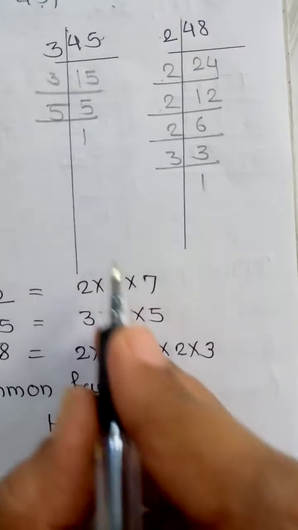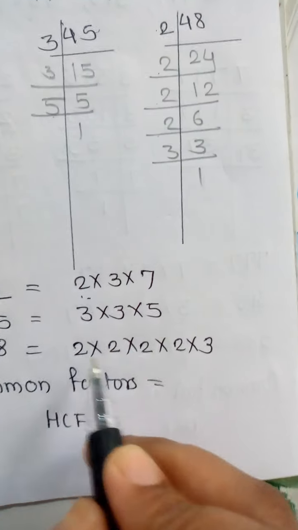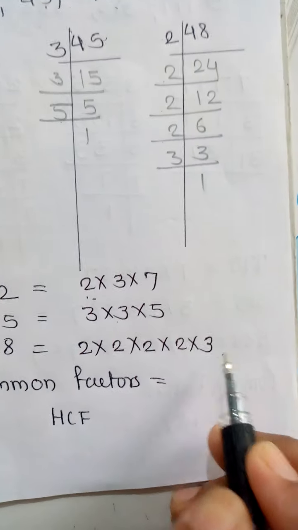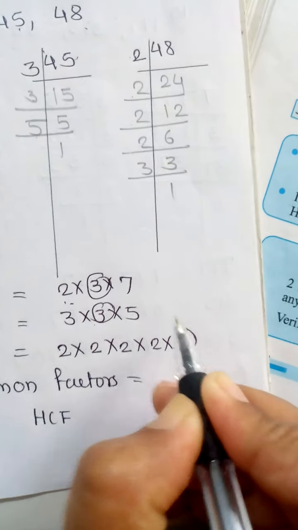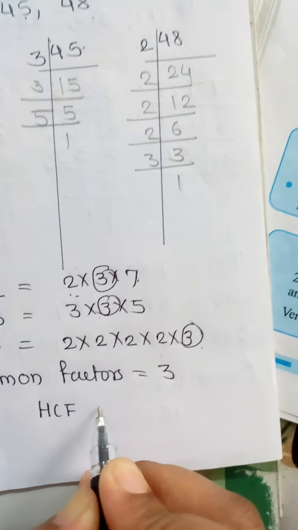See here, in these factors, what is common? Here is 2, but here 2 is not there. So 2 is not common. Then here is 3, here is 3, here is 3. Yes, 3 is common, so you can circle it. Here is 7, but here and here 7 is not there. So which one is the common factor? Only 3. So SCF is also 3.